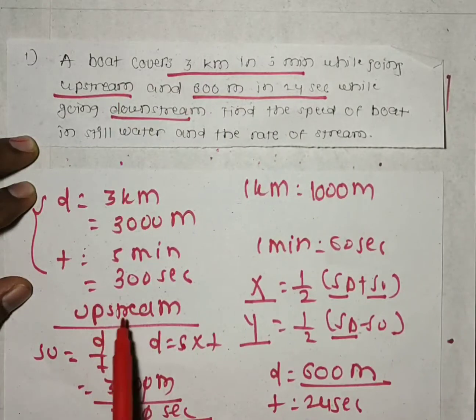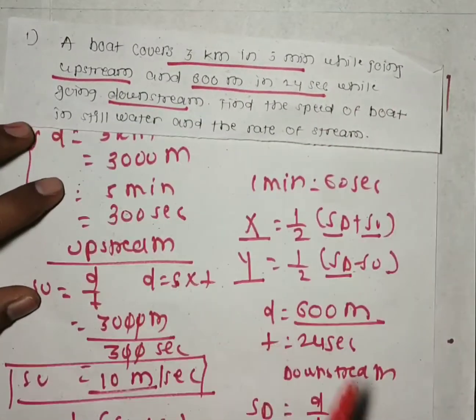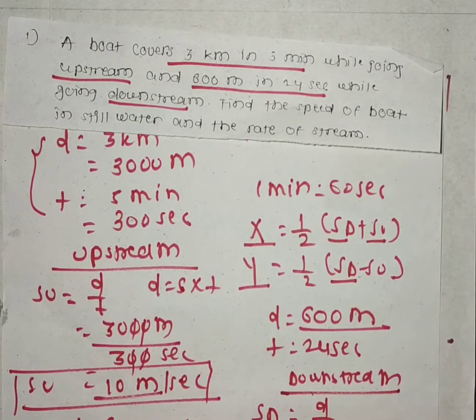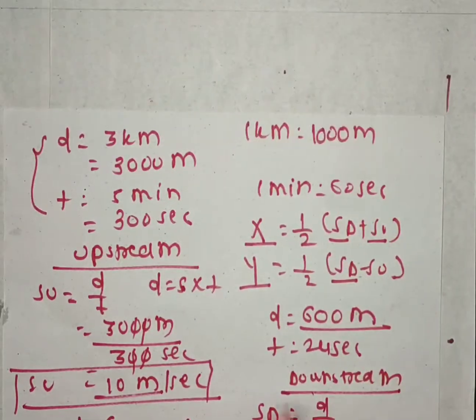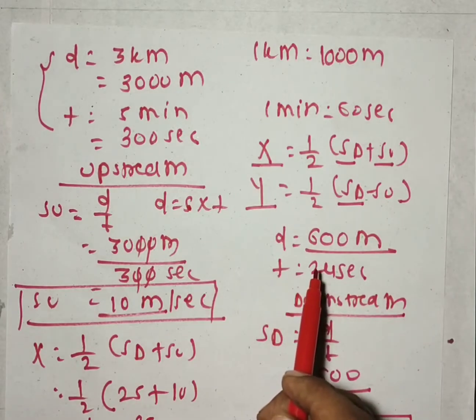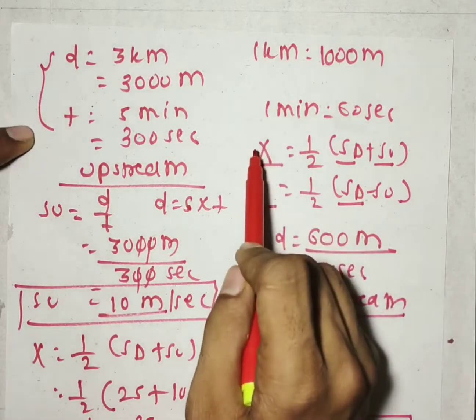So the upstream case is here. And 600 meter in 24 seconds while going downstream. So this is the downstream case. Now we have to find out the speed of the boat in still water and the rate of the stream, meaning x and y. We already know the formula of x and y. If you have not seen my previous video on the concepts of boats and streams, please watch it. Then you will get how these two equations came here.